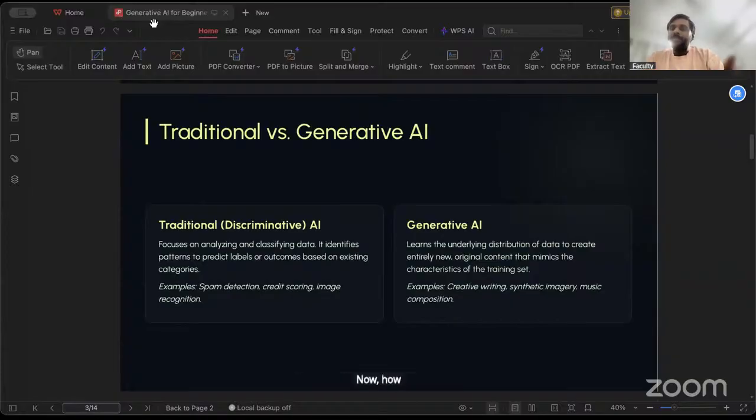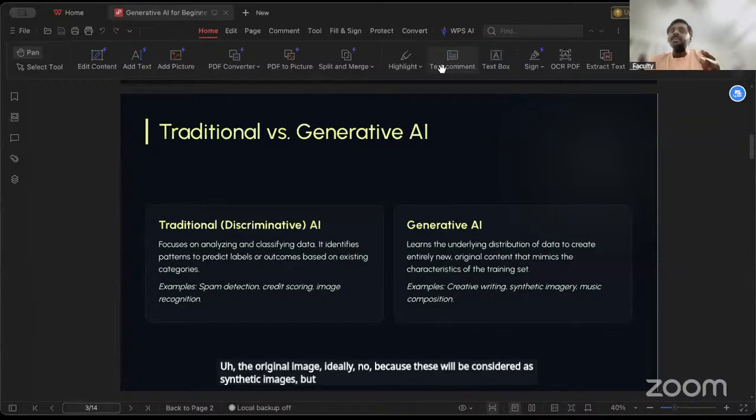Now, how will it help? It will help us to generate new images, which are almost the same as the original images. But can we call it the original image? Ideally, no, because these will be considered synthetic images. But yes, these will be efficient and sufficient enough to train your model.